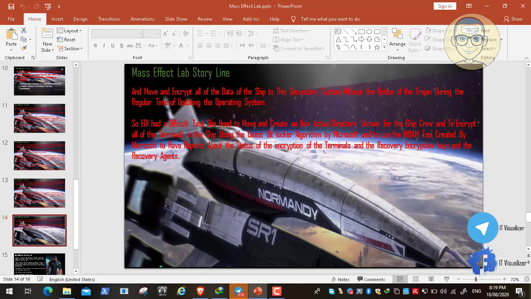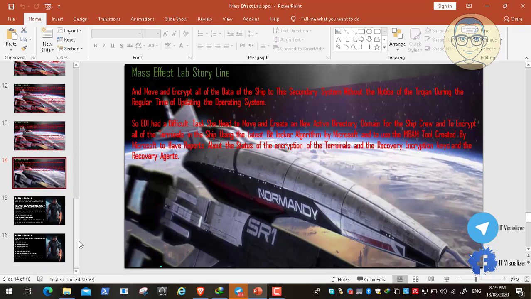Our lab is to create a new Active Directory and create users, computers, and every Active Directory object using PowerShell scripts, and then to begin to implement BitLocker in the domain through group policy, and then set up the MBAM tool to begin using the group policy of the BitLocker to widely spread the BitLocker among the operating systems of the workstations in the domain. You will see that in the upcoming video, but this is our story and here is our scenario.